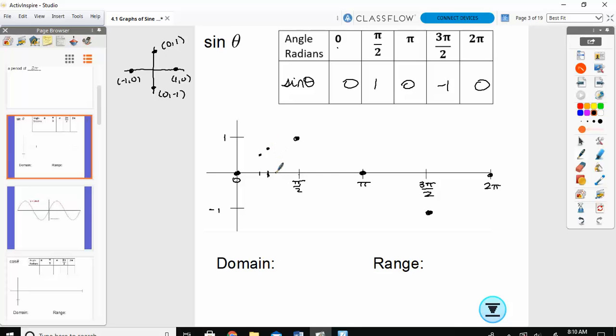About 0.7. What about at pi over 3, or 60 degrees? What's the sine of 60? So plug that in for me. What is that as a decimal?